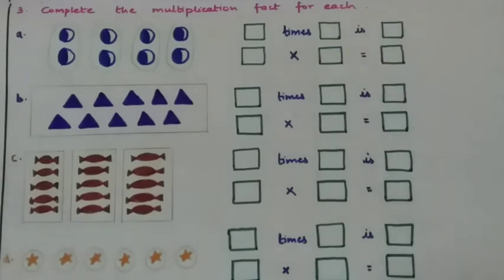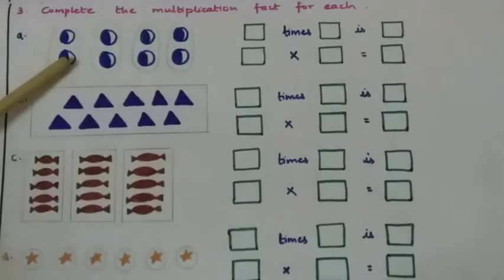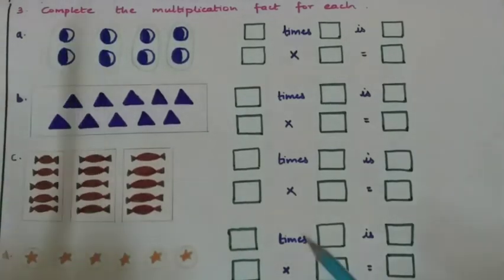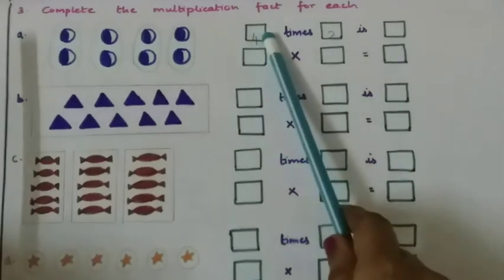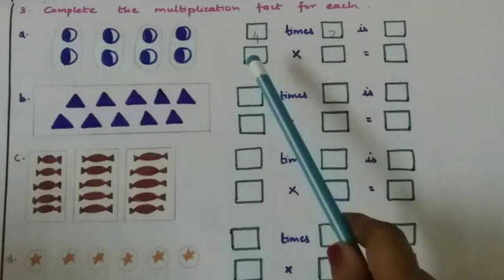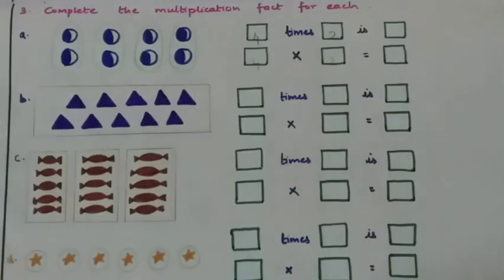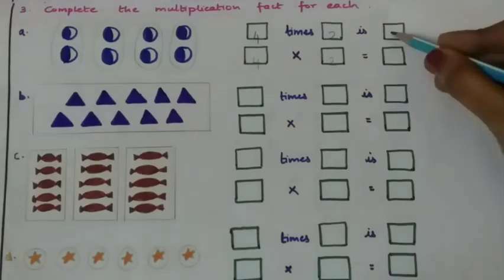So if you look here, there are 4 groups. So 4 times 2. So your child needs to write 4 here and 2 here. 4 times 2 is the same as 4 into 2. So they should write 4 into 2 here. It is nothing but 8.